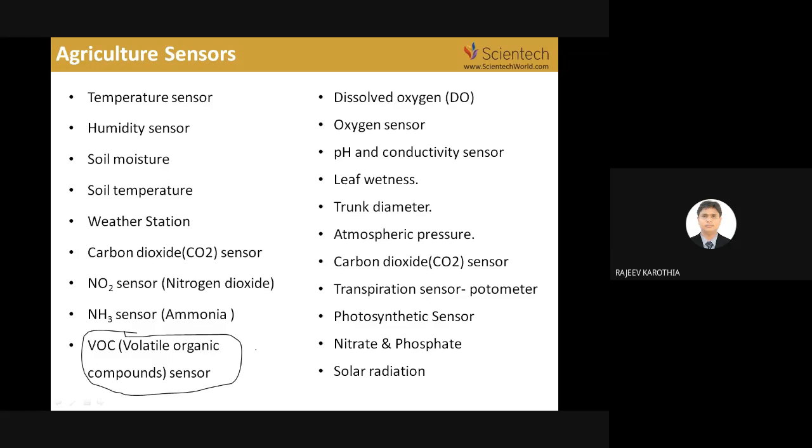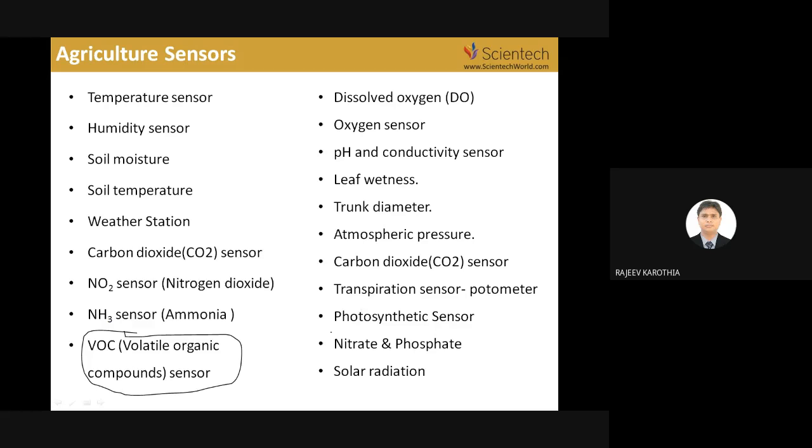So then there are these VOCs, and the sensor is there, so it will understand this jasmonic gas, and we can get the proper information about the crop. Is there any disease in the plant or not? So you can use this VOC sensor for measurement of this jasmonic gas.